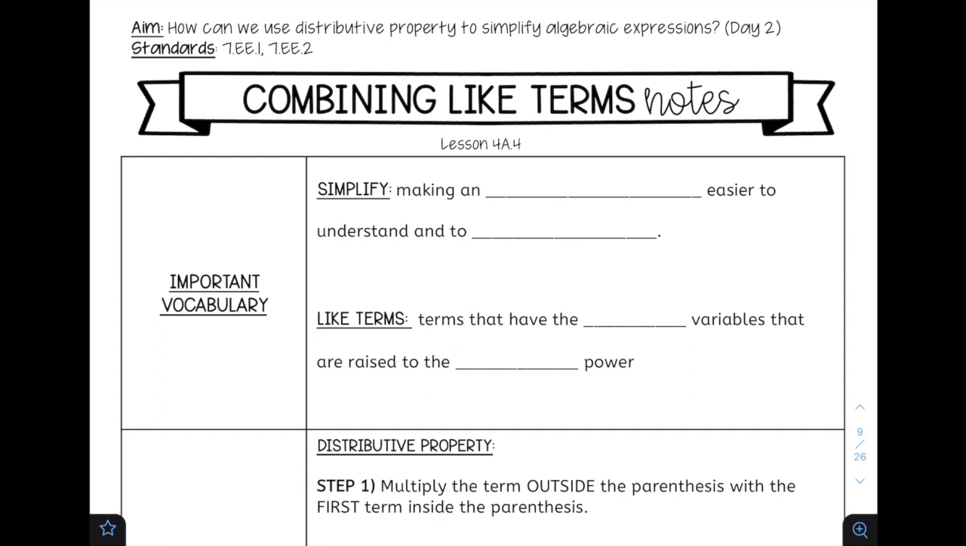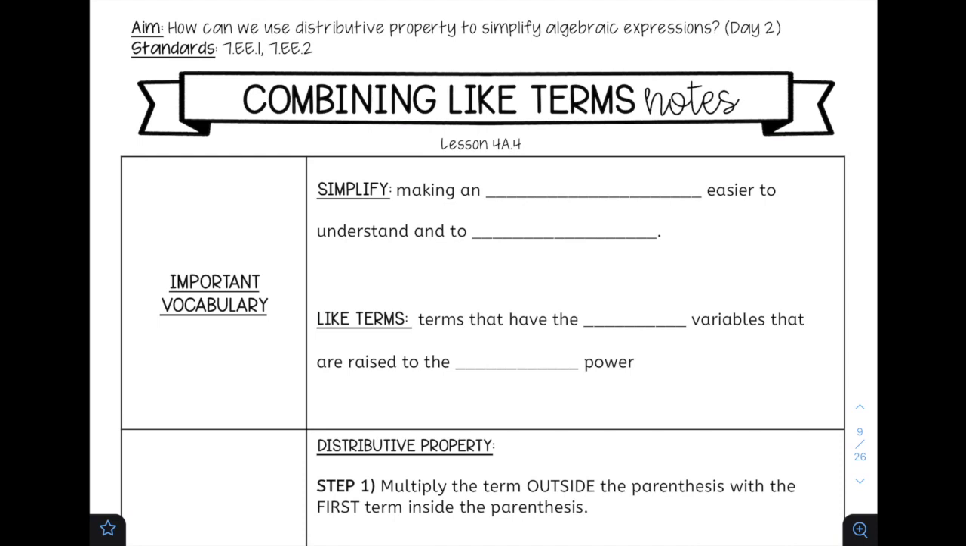Today we're going to be talking about combining like terms. This is lesson 4 in Unit 4. It's our day 2 of discussions in combining like terms. You can always check out day 1, and I'll link it above. Our aim for today is how can we use the distributive property to simplify algebraic expressions. We're going to go over the important vocabulary that we've been using, and then we're going to get into the notes and some guided practice.